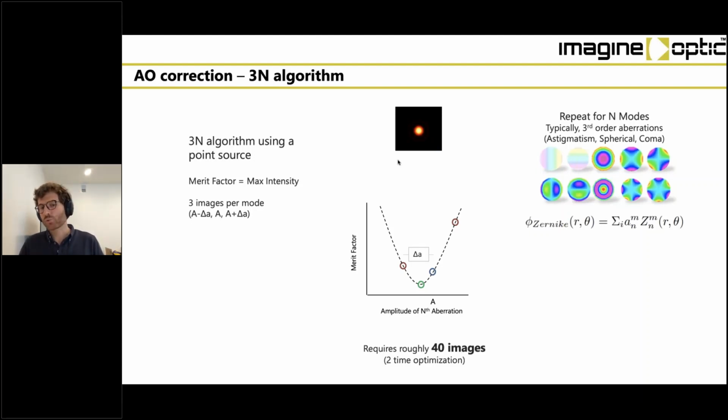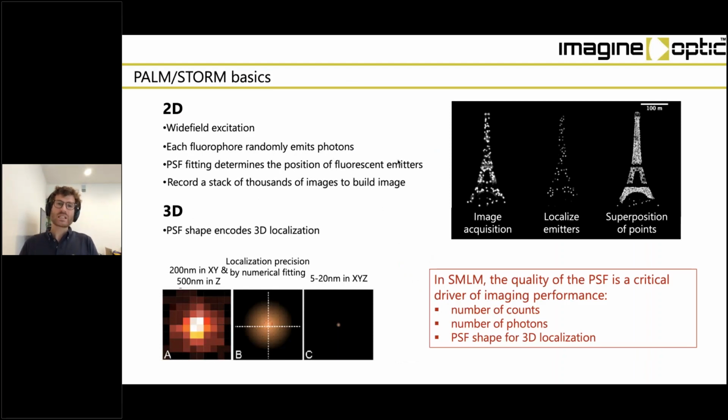Overall, it requires roughly 40 images to correct your PSF to get a really nice PSF. So this is why we said before that this costs some time. I mean, this takes some time, a couple of seconds or probably a couple of minutes if you need to do it several times. And you also have the risk to slightly decrease the intensity of the signal because of photobleaching.